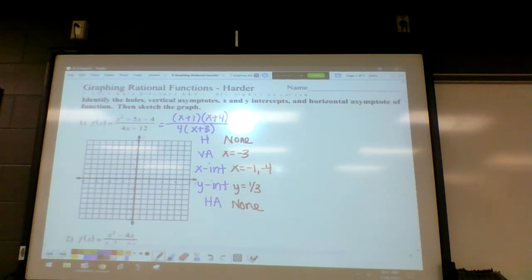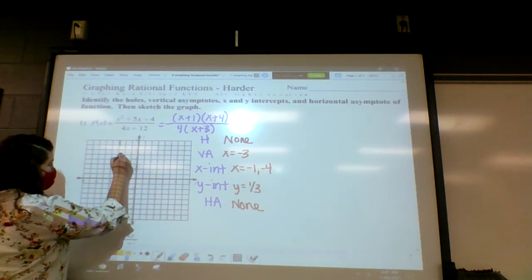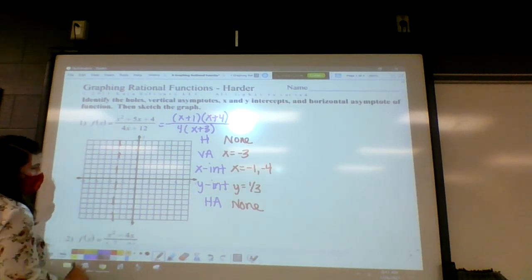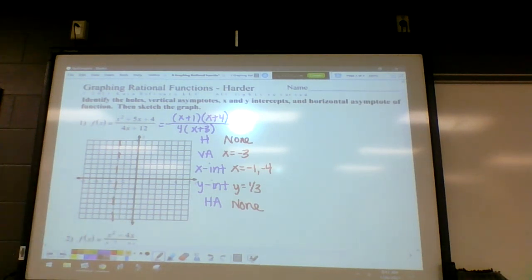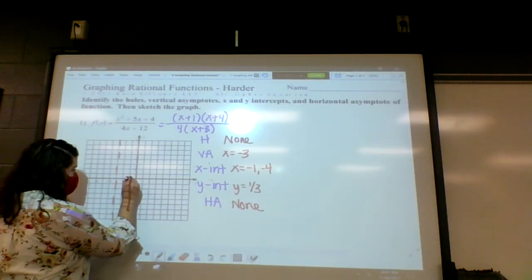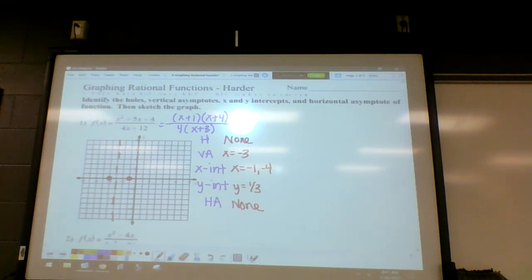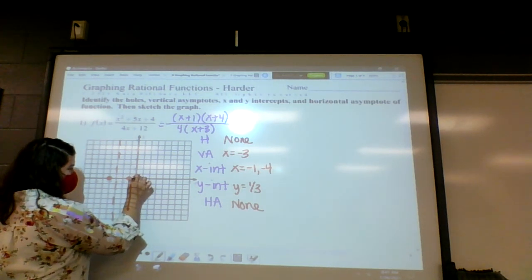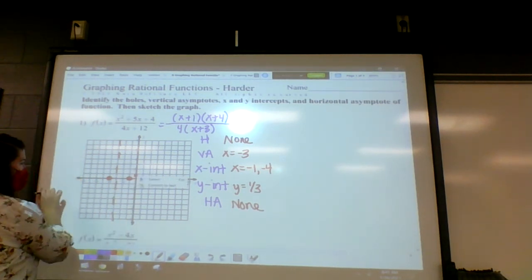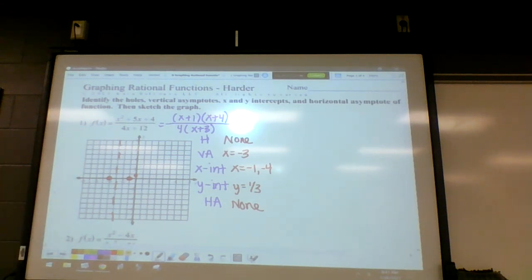All right, we're going to go ahead and plot what we have here and see if we can draw this graph. You ready? All right. Holes, there are none, but that's okay because normally we put those on at the end anyways, right? All right. Vertical asymptote at -3. So draw that in there. X-intercept, -1. And then there's another one at -4. Y-intercept at 1/3. So right there, approximately, right? And then no horizontal asymptotes.